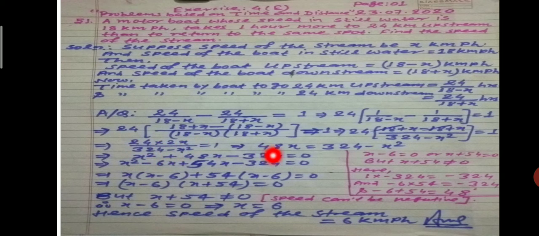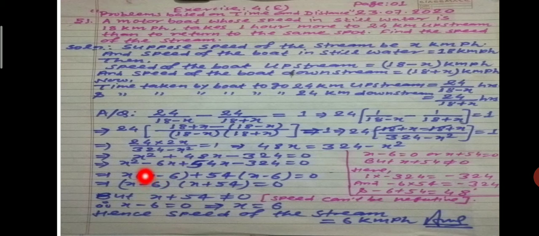24 multiplied by 2x will be 48x, and 324 minus x square multiplied by 1 will remain the same. Now transfer this minus x square to RHS, it will be plus x square, plus 48x is already there, and when 324 is transferred to LHS it will be minus 324 is equal to 0.